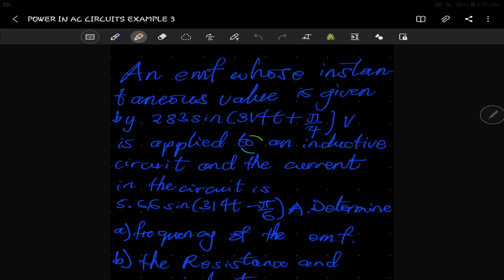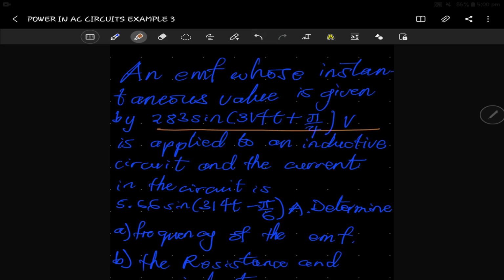All right, so power in AC circuit example 3. We are going to go over the problem. An EMF whose instantaneous value is given as this. In this example, they've given the sinusoidal quantities as a function of time.